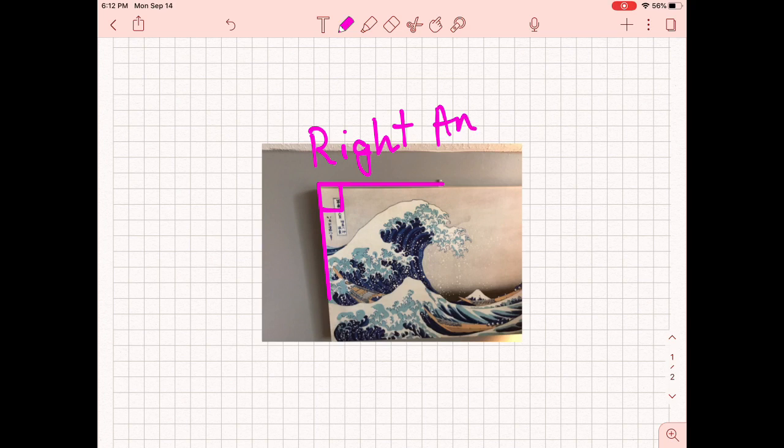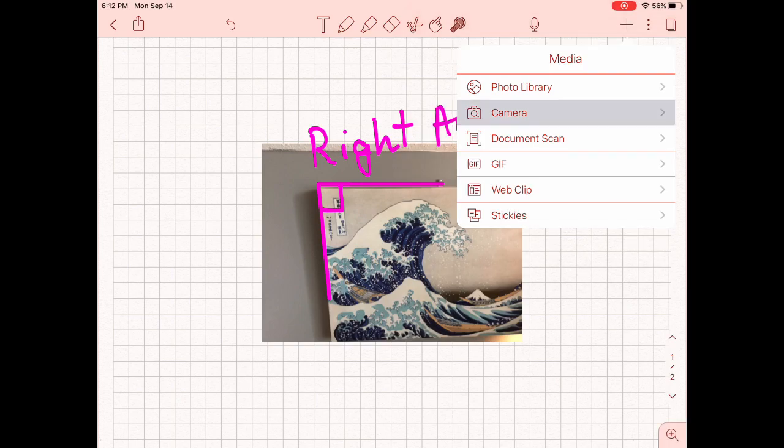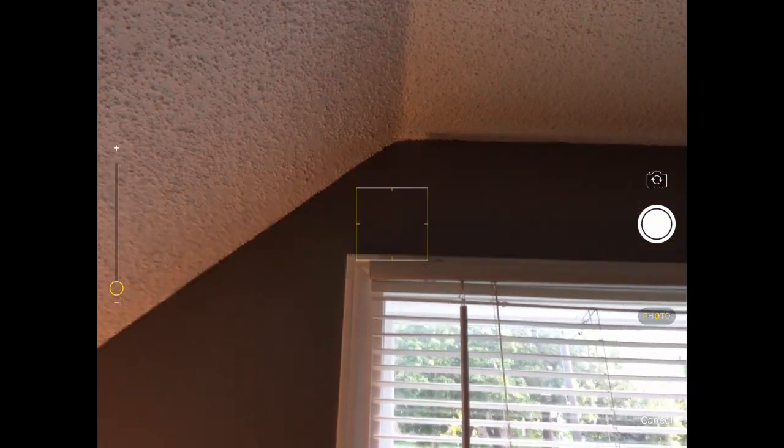All right. Next up, I'm going to see if I can find an angle that's greater than 90 degrees, and I think I found one. So I'm going to press that plus again. See this plus up here? That plus is how I get to the camera. And I think I found an angle that's greater than 90 degrees up here. Oh yeah, that's more than 90. It's a very wide angle, so I'll use that one.